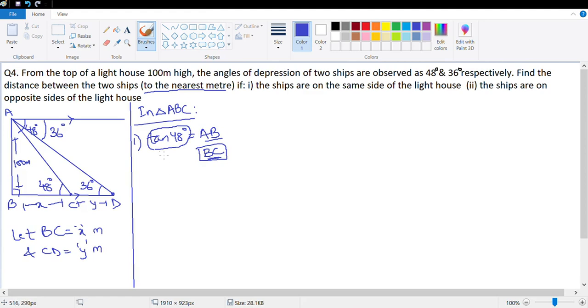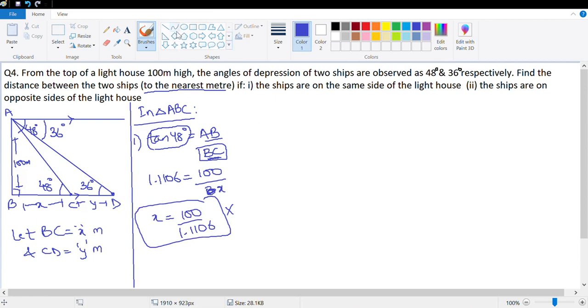So tan 48 degree, let me just go through your log book and check the value of tan 48 degree. Tan 48 degree is 1.1106. So 1.1106 is equal to 100 upon BC, which is in this case X. So X is equal to 100 upon 1.1106. Like I've shared, it is slightly more difficult to do this calculation.